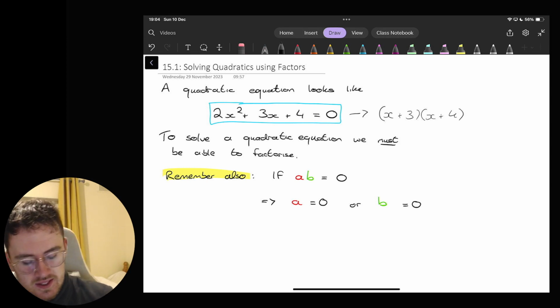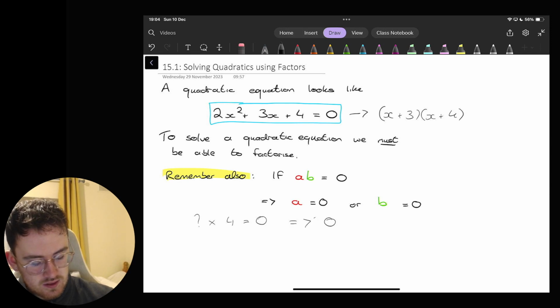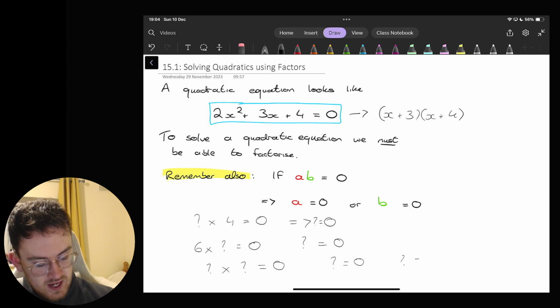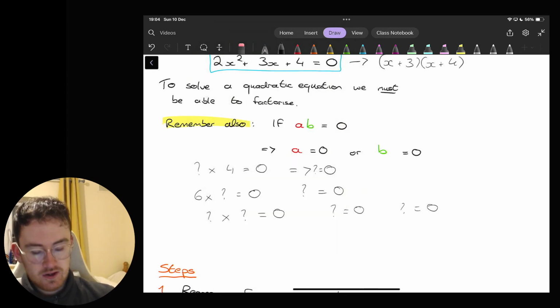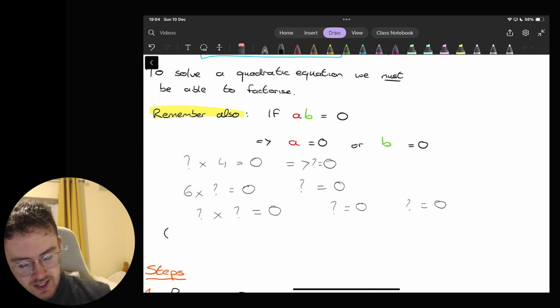We can think about this in simpler terms. If I have something multiplied by 4 and the answer is 0, then the something must be 0. Similarly, if 6 multiplied by something is 0, then again the something must be 0. But if I have two things that I don't know and they give me 0, then one of them must be 0. The only way I can get 0 is if one of the things I started with is 0.